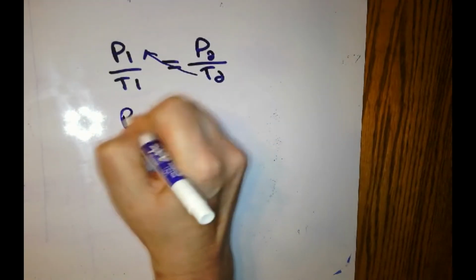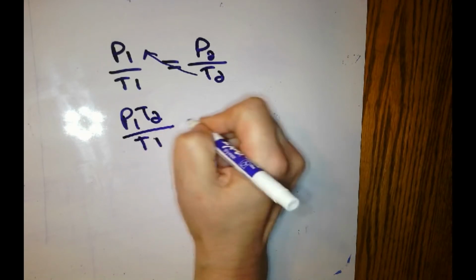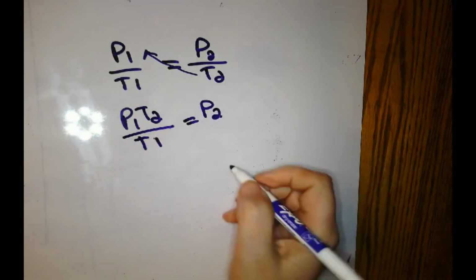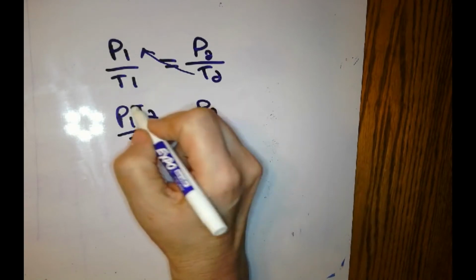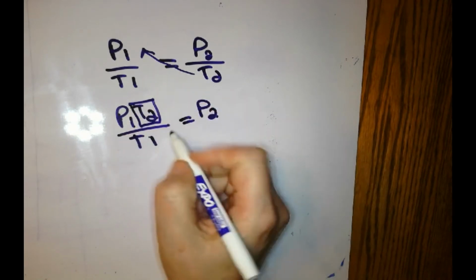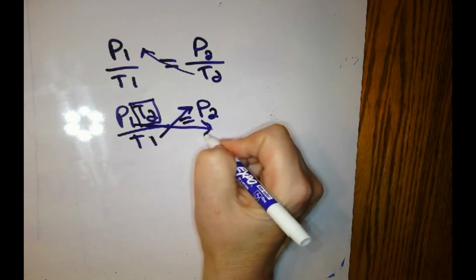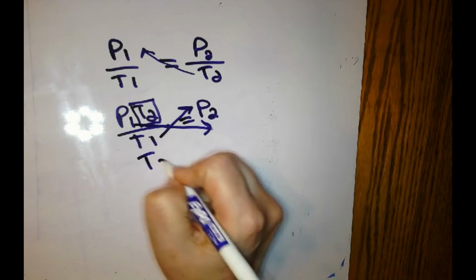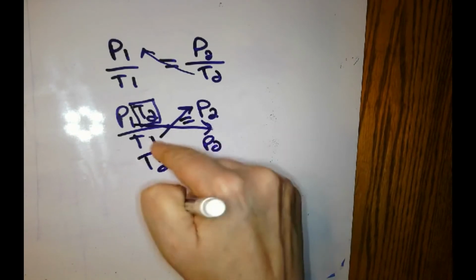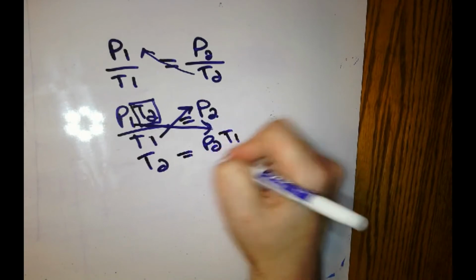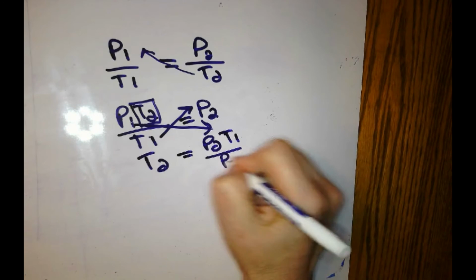So now I have P1 T2 equals T1 P2. There we go. I just moved it diagonal. That's what your math did. Okay, but remember, we want this T2 alone. That means I can move this diagonal there, and I can move that diagonal there, and I will have T2 equals P2, here's my diagonal T1, and here's my diagonal down there, P1.